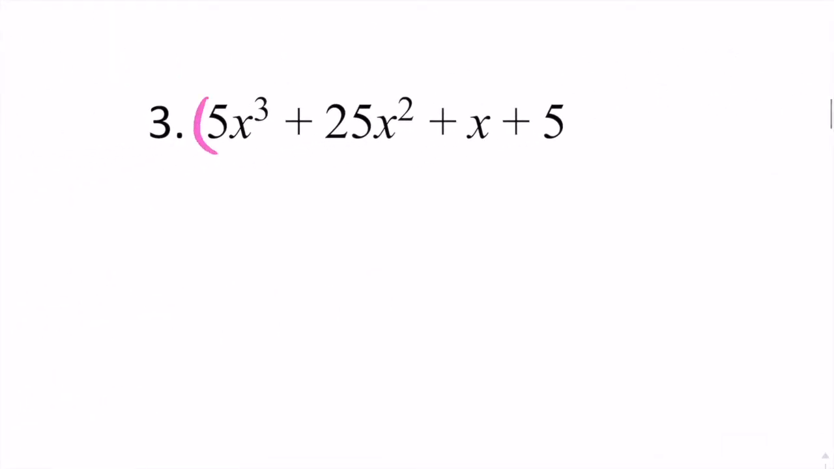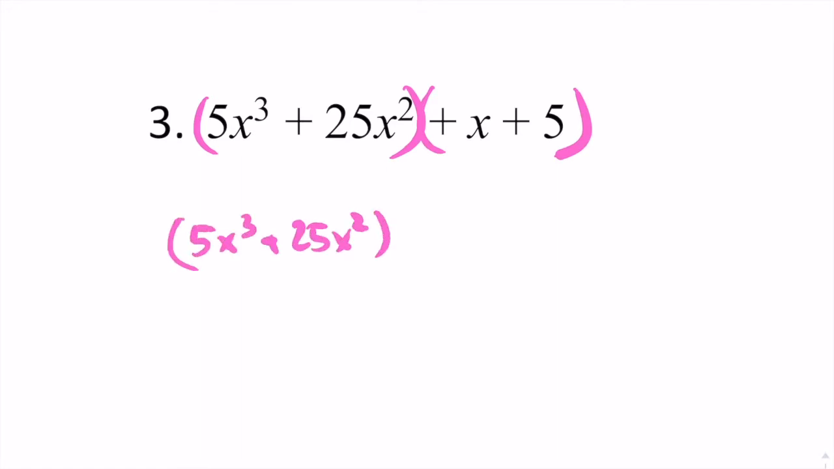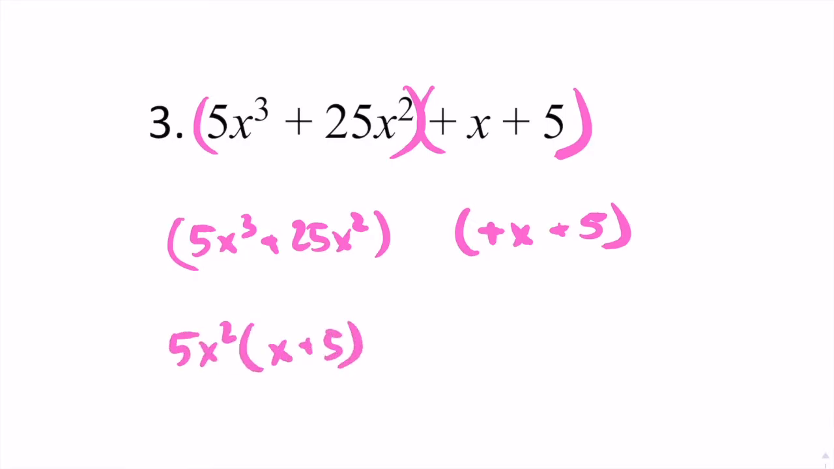Next one, group them. 5x cubed plus 25x squared, and then plus x plus 5. It looks like in this first one I could take out a 5 and then x squared and be left with x plus 5. Okay, in the next one, you're like, well, I can't take anything out. Then it's just a plus 1. You could take a 1 out. Okay, why do I take a 1 out? You'll see, and I'm left with just x plus 5.